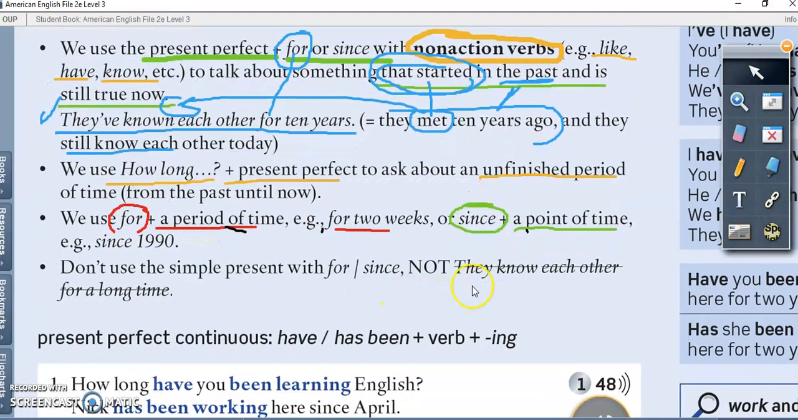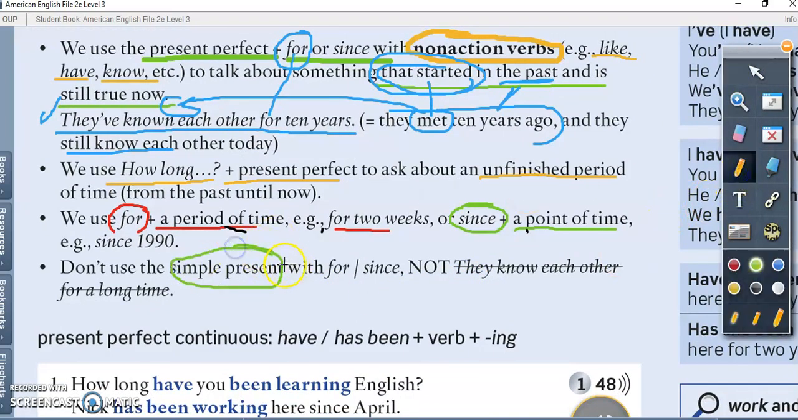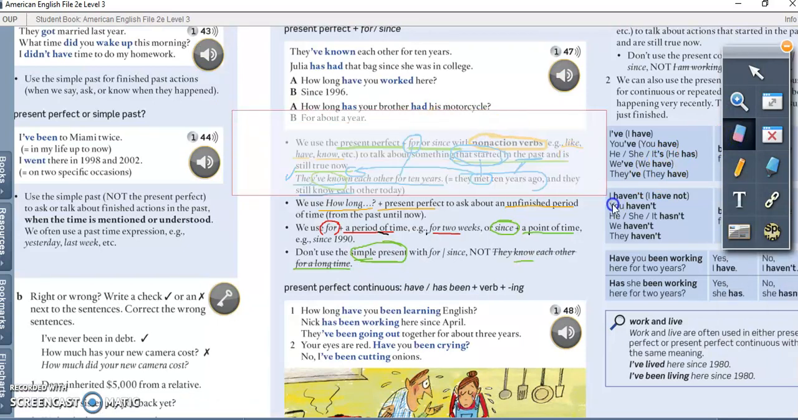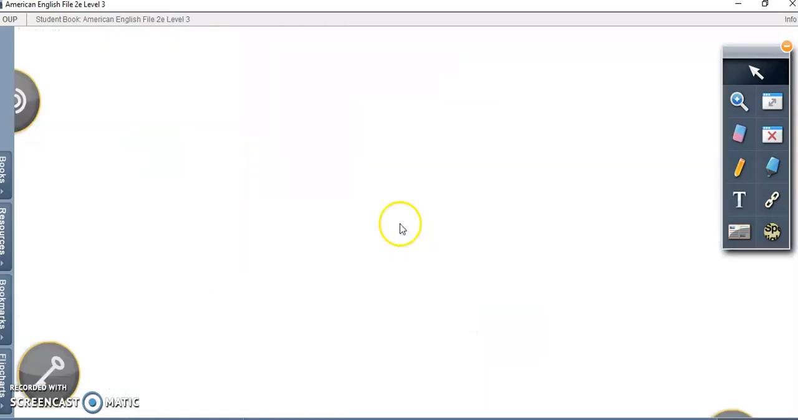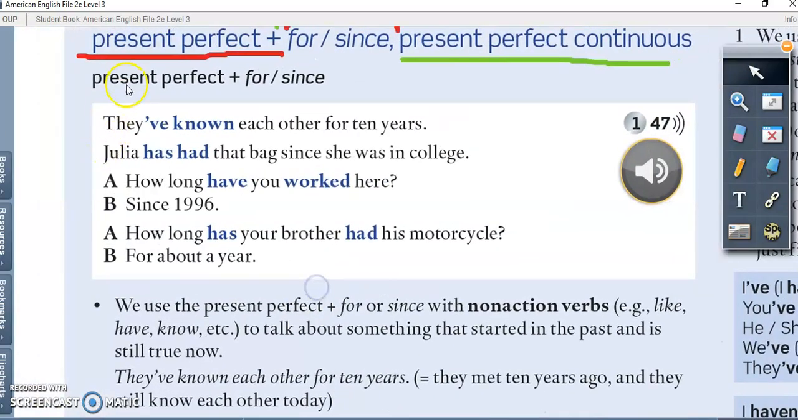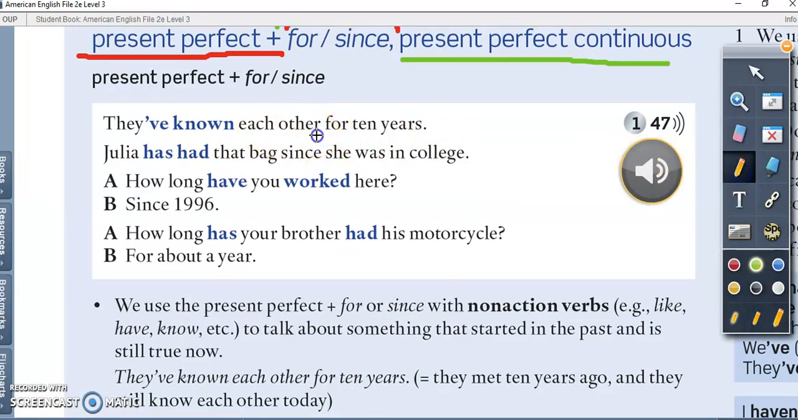Don't use for or since with the simple present. They know each other for a long time, no. They have known each other for a long time. That is the correct usage of present perfect with for or since. They have known each other for 10 years. We're going to use for because 10 years is a period of time.